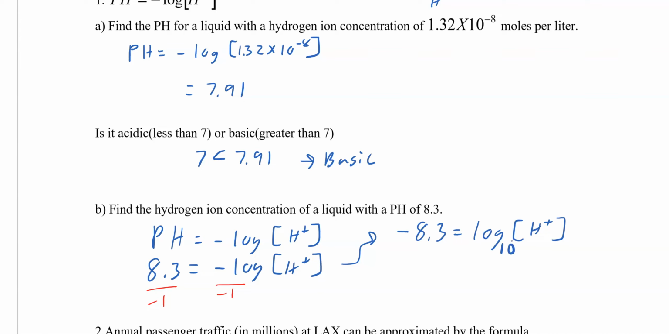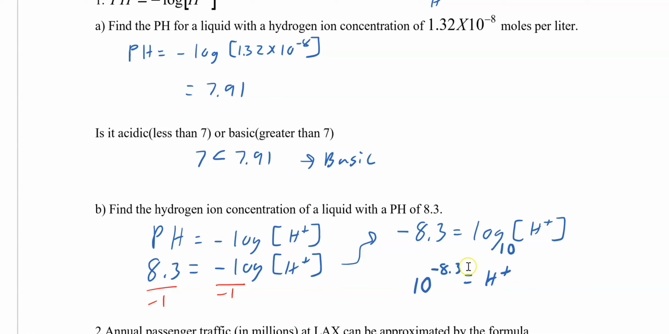All right, so now we just do our rewriting of our logarithm. So the base here is 10. So if we rewrite this logarithm, our base is 10. And then again, whatever the log is equal to is the exponent. So logs equal the exponents. So it's 10 to the negative 8.3, and that would be equal to our H plus.